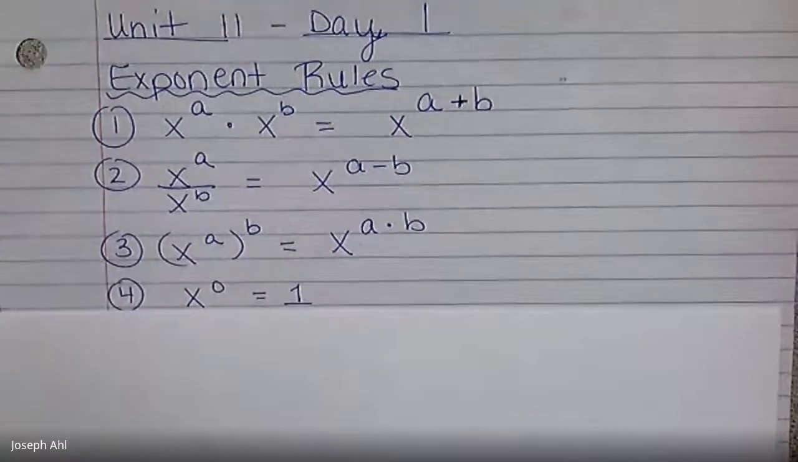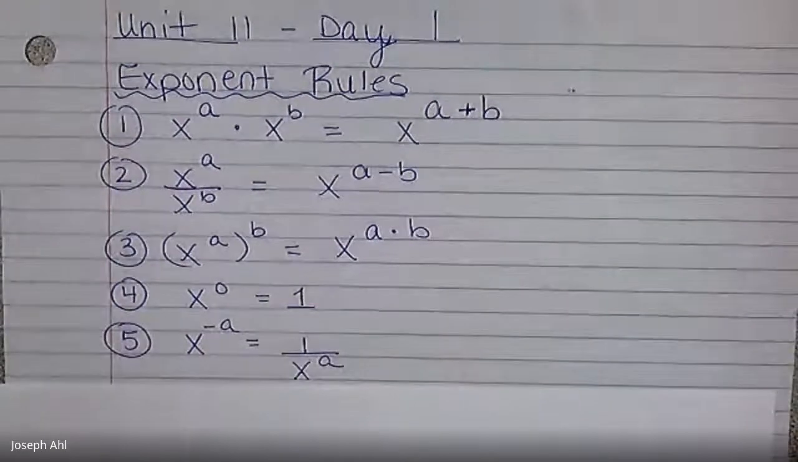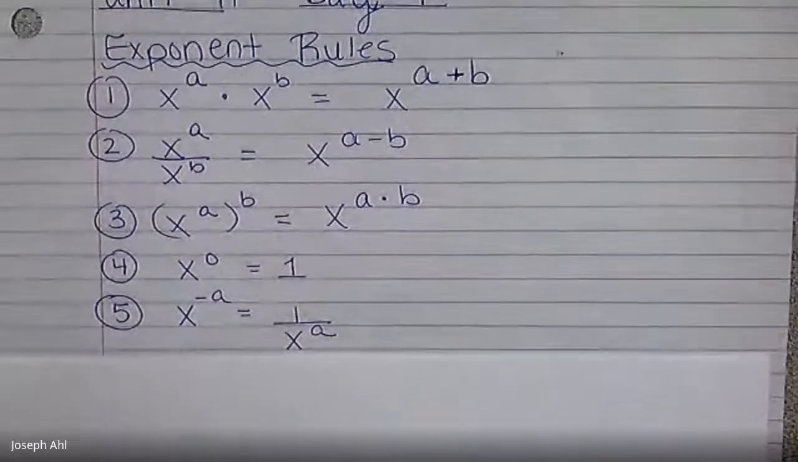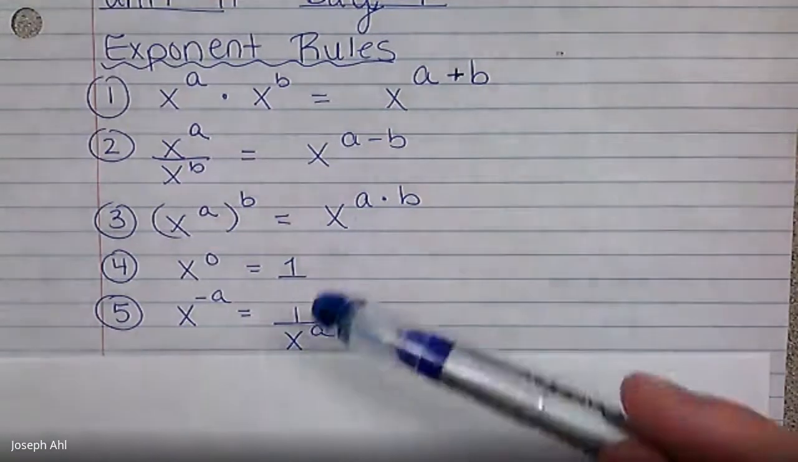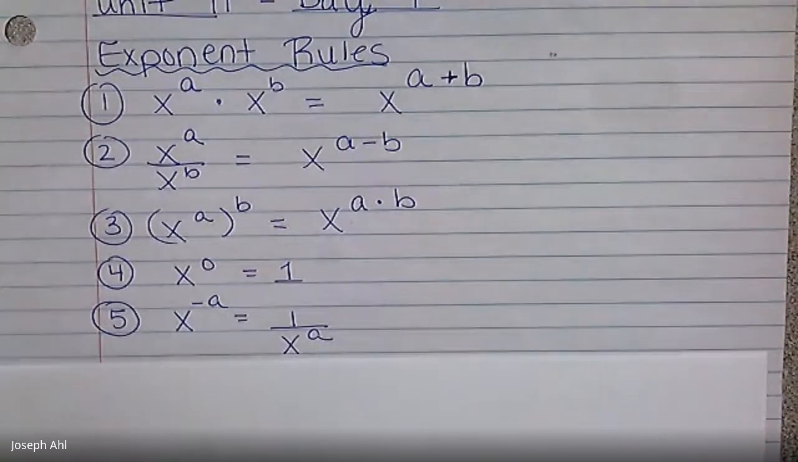If you have anything to the 0 power, the result there is 1. When you have negative exponents, we typically will never, in simplest form, leave negative exponents as part of our answer. I won't say never, but I'll say most standards in math is that we don't leave negative exponents as a part of our final answer. So if you have x to the negative a, that's the same thing as 1 over x to the a power.